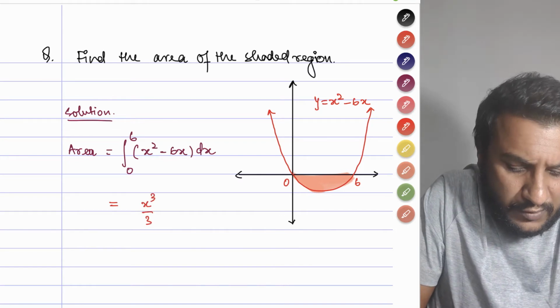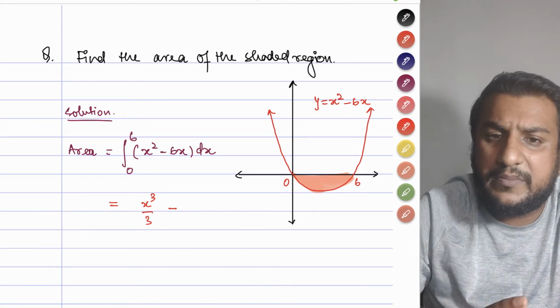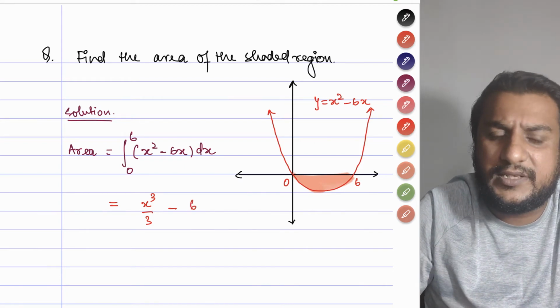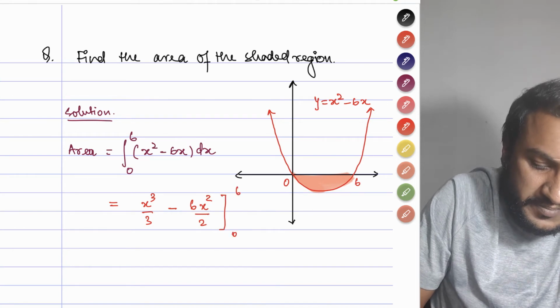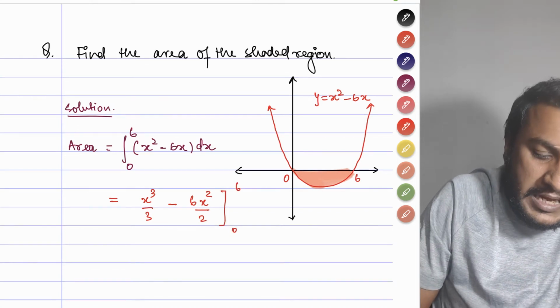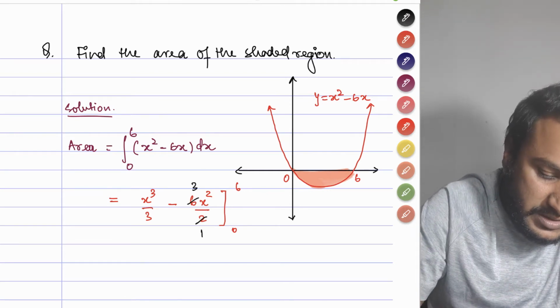So integration of x square would be x cube by 3, minus 6 is constant. If I am keeping 6 outside, what is the integration of x? So integration of x would be x square by 2. Limits 0 to 6. Now if I can simplify this part over here, this is 1, this is 3.